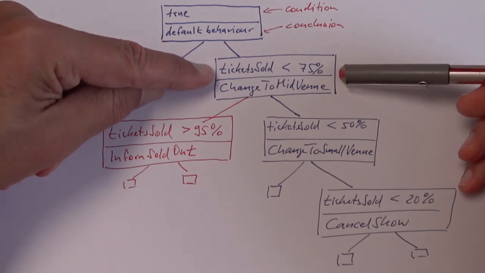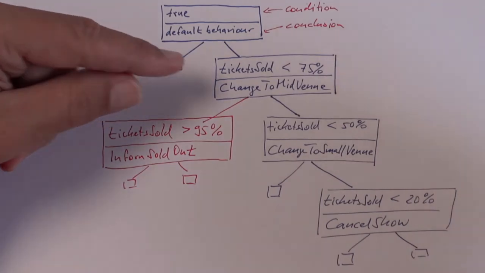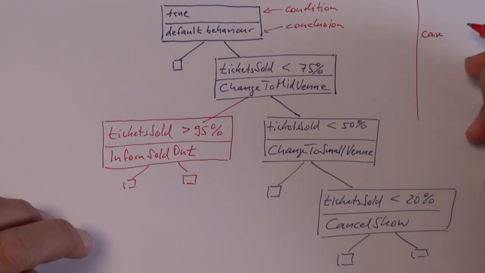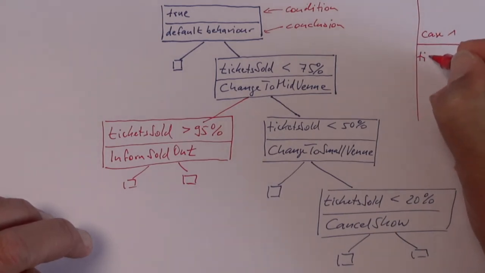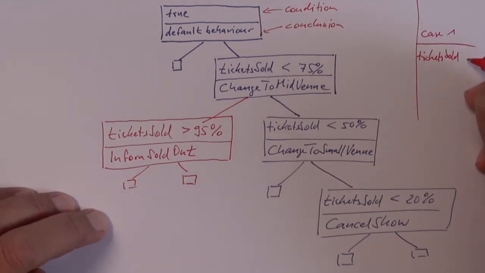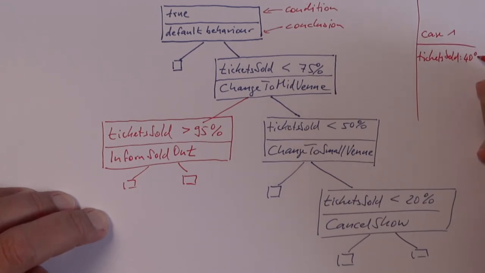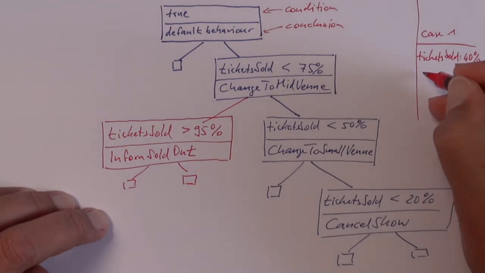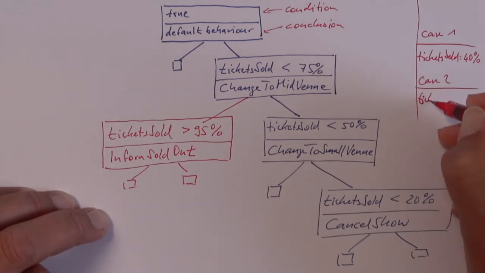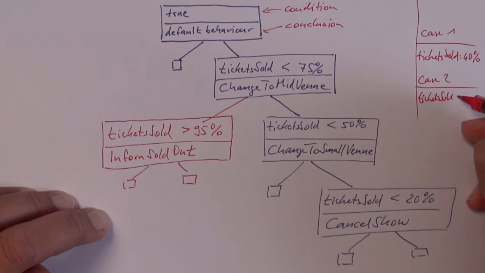Let's assume that for the first case, tickets sold is 40%. And let's say in case two, tickets sold is 98%. And then see for the two cases how this works.